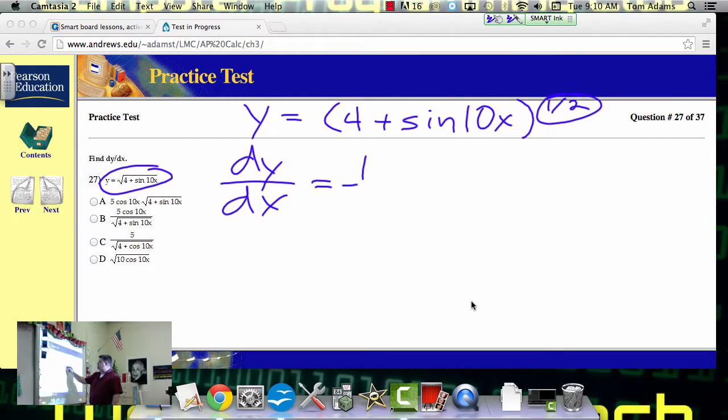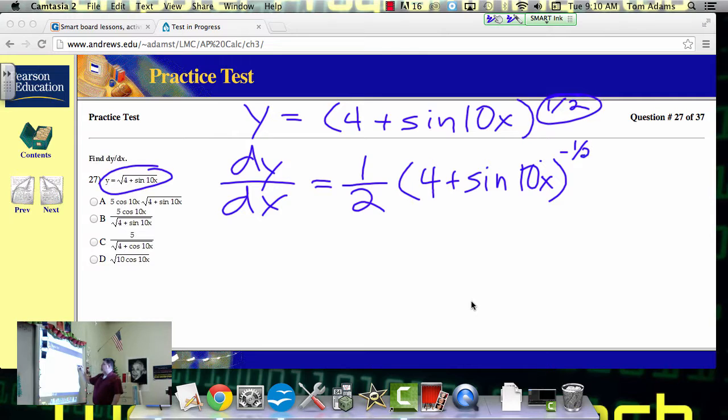So now what do I do with this 1/2? Toss it to the front. Instead of doing the square root, we put it to the 1/2. Pay attention. And then the stuff on the inside stays the same, raised to the negative 1/2. And then if you subtract 1, which is 2 over 2, this becomes negative 1/2.